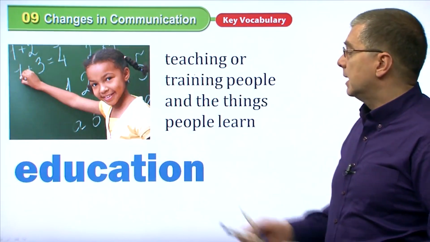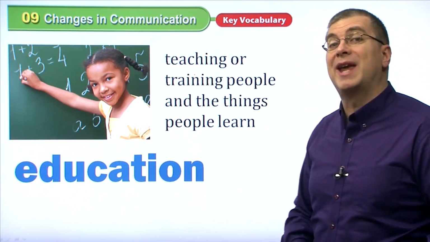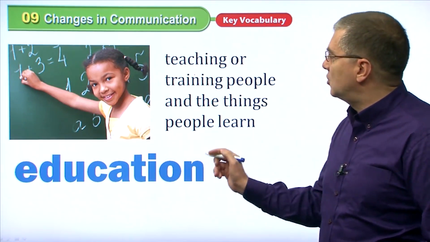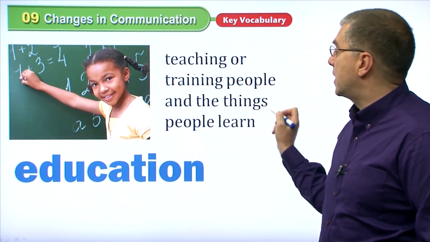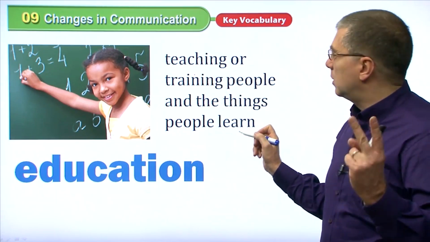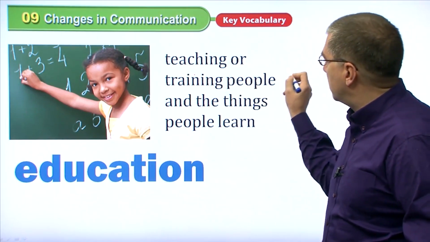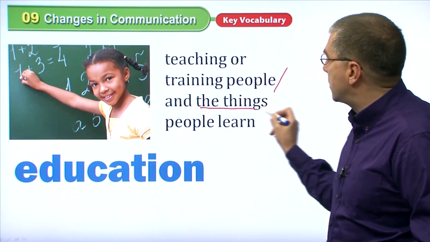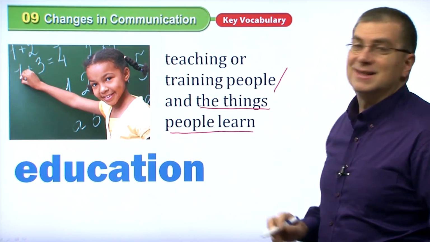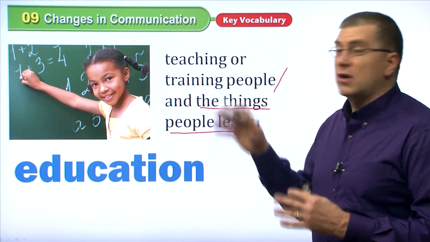Okay. Here's another T-I-O-N word, education, right? Education is teaching or training people and the things people learn. So really we've got two parts to this definition. Teaching or training people, that's one part, and the things people learn, that's the second part. Okay? So education is all of that.